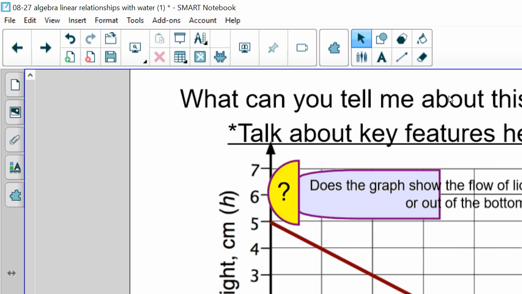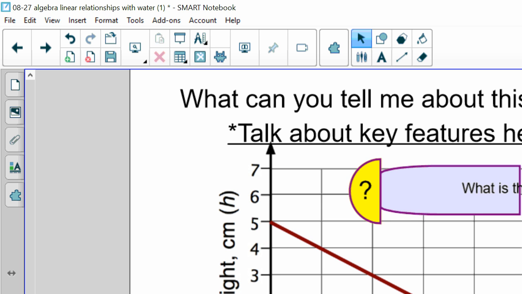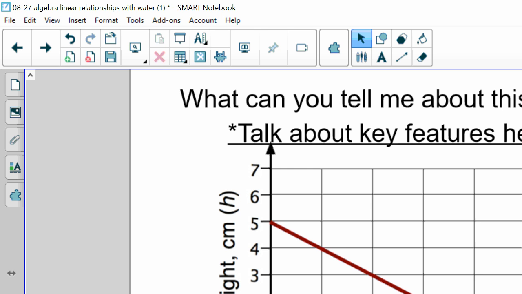Okay, so what was our discussion? Let's answer the question. Does the graph show the flow of liquid out of the top or out of the bottom? Out of the top. How do we know that? It's decreasing. Great. What is the starting situation? From 5 centimeters. Okay, so if there's 5 centimeters in the top at the beginning, how much is at the bottom? 0. Or 1 centimeter. 1. How much did we say has to be there? 6, right? So there has to be 1 at the bottom. So it must have had some left over. They turned it over before it was done or something. So there must be 1 centimeter of water down at the bottom.